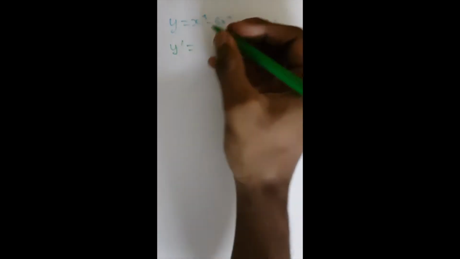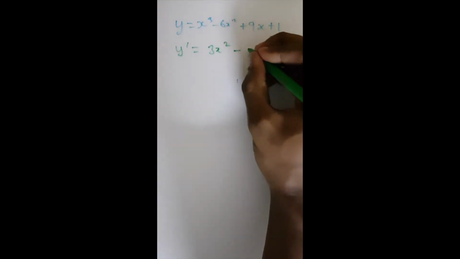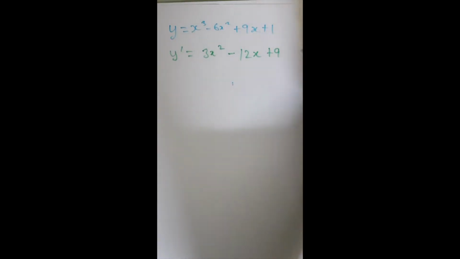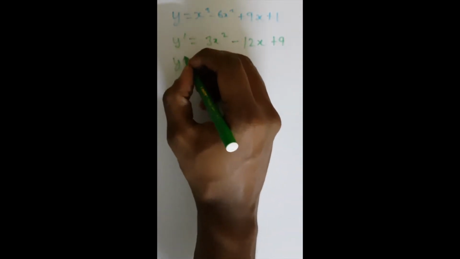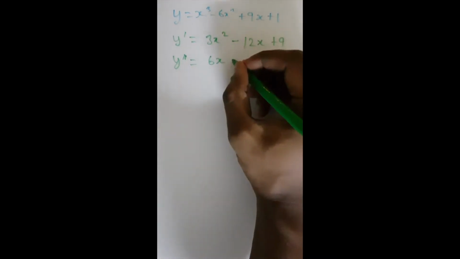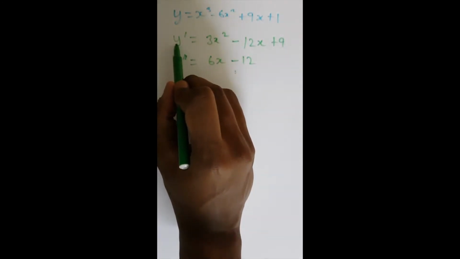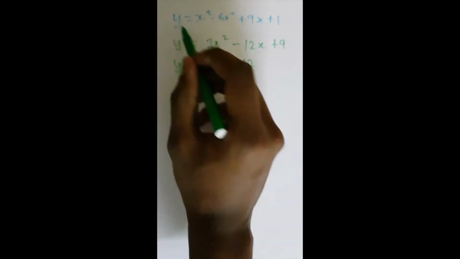Y prime equals 3x squared minus 12x plus 9. And then we go ahead and differentiate that again and get the y double prime, 6x minus 12. So now that we got the y prime and y double prime, we'll go ahead and get the critical points of y prime. We don't want critical points of y double prime. We want the critical points of y prime.